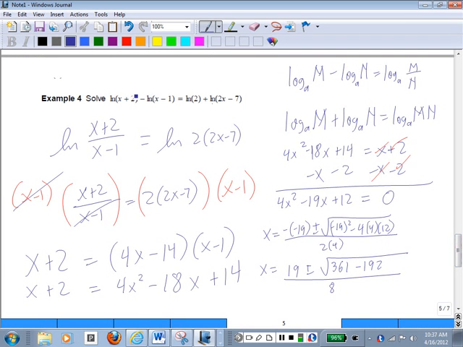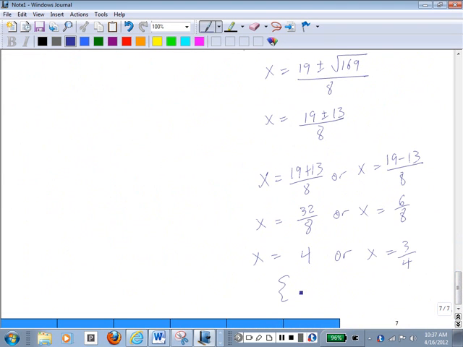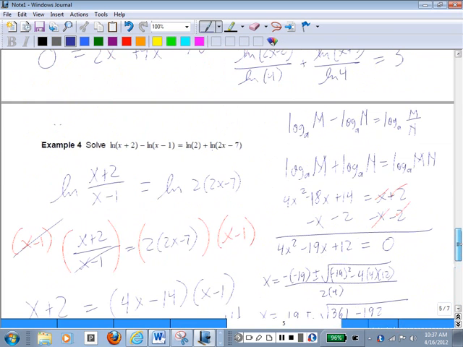4 plus 2 is 6. We can take the log of 6. 4 minus 1 is 3. We can take the log of 3. 2 times 4 is 8. 8 minus 7 is 1. And we can take the log of 1. So 4 looks good. We will include that in our solution set.